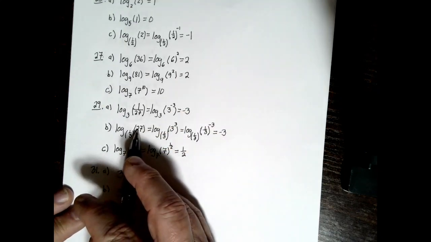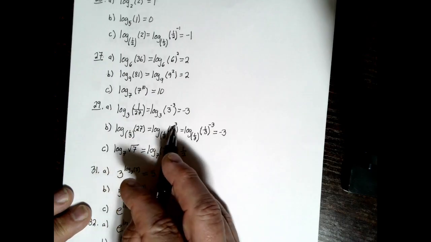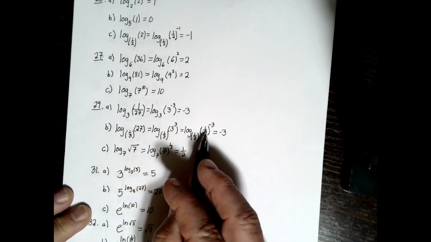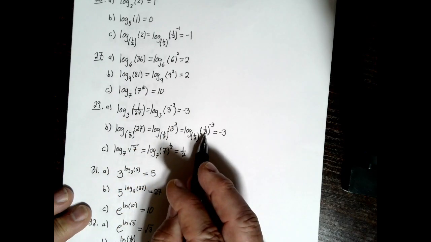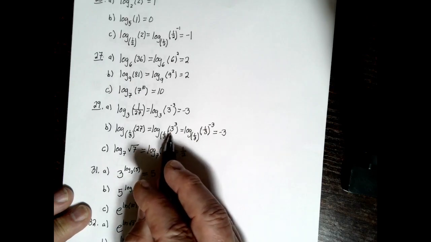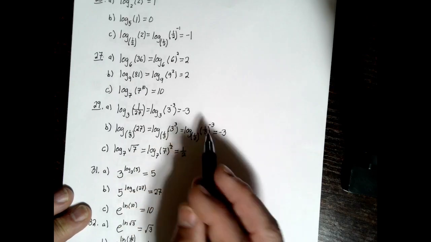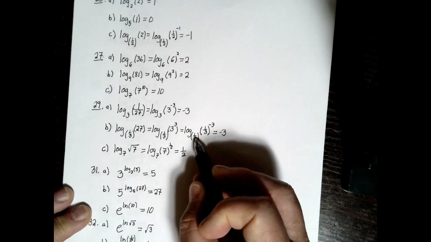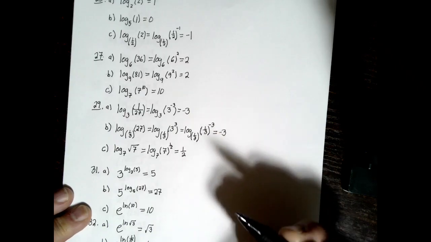Alright, so this one is 27, which is 3 cubed. And you can cross the fraction bar with it and make it 1 over 3 to the negative 3. When you cross the fraction bar, you change the exponent's sign. And now, since those two match, the answer is just negative 3.